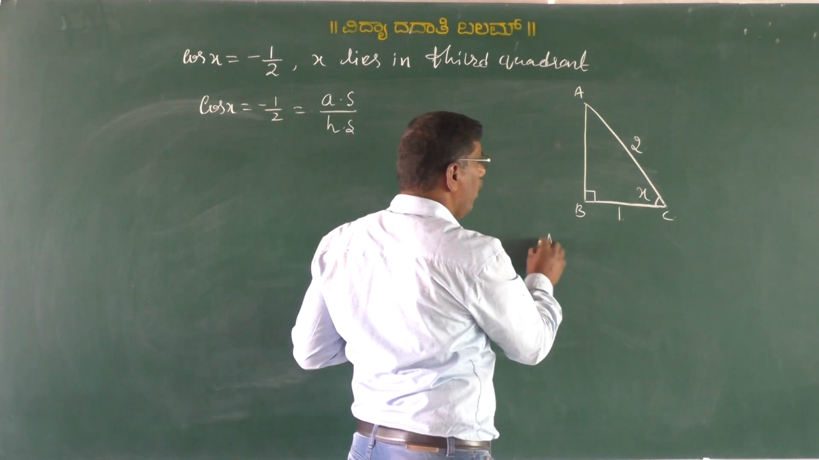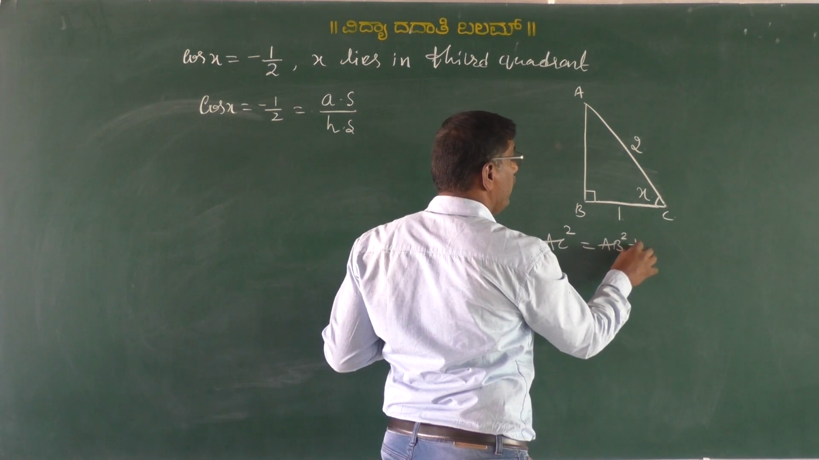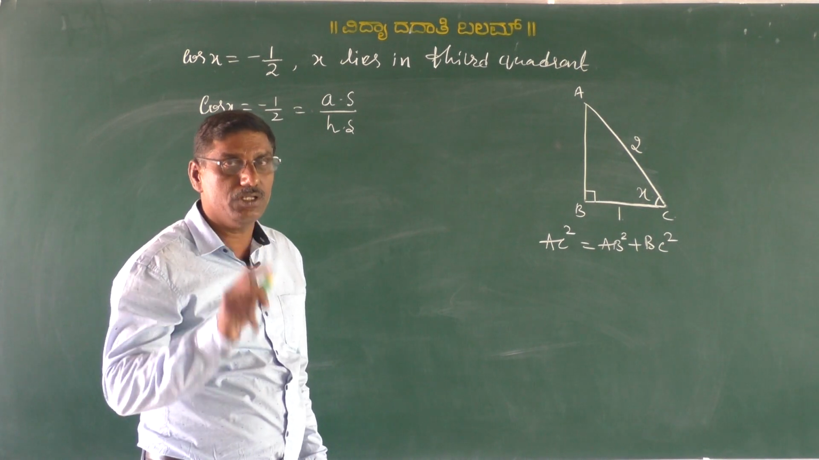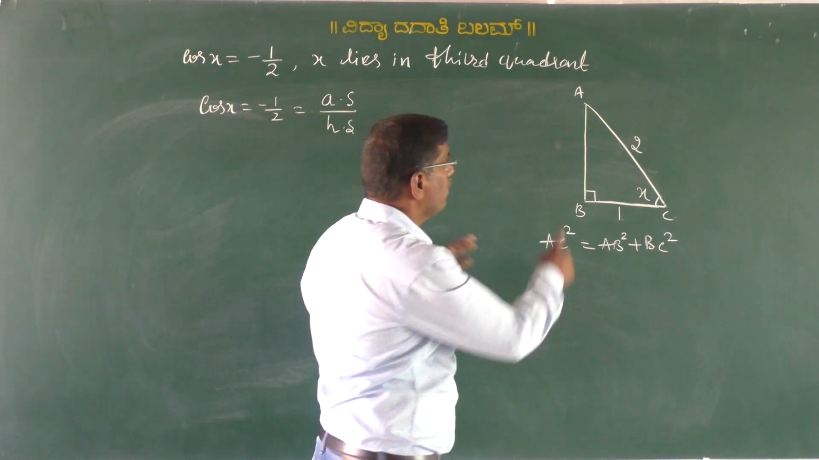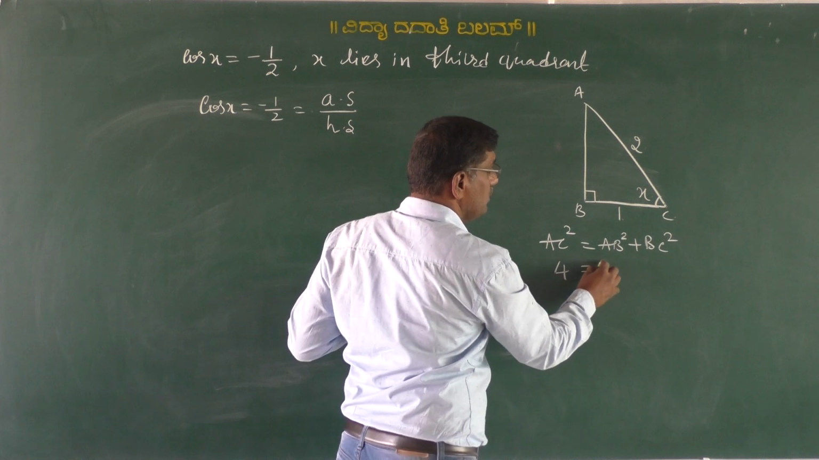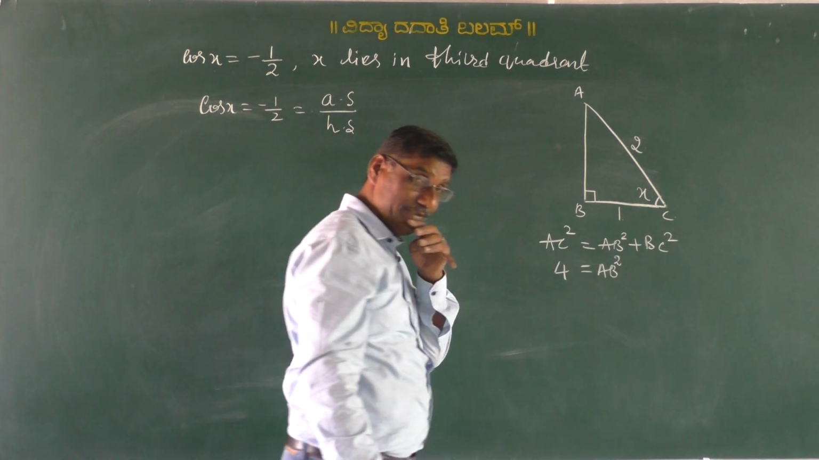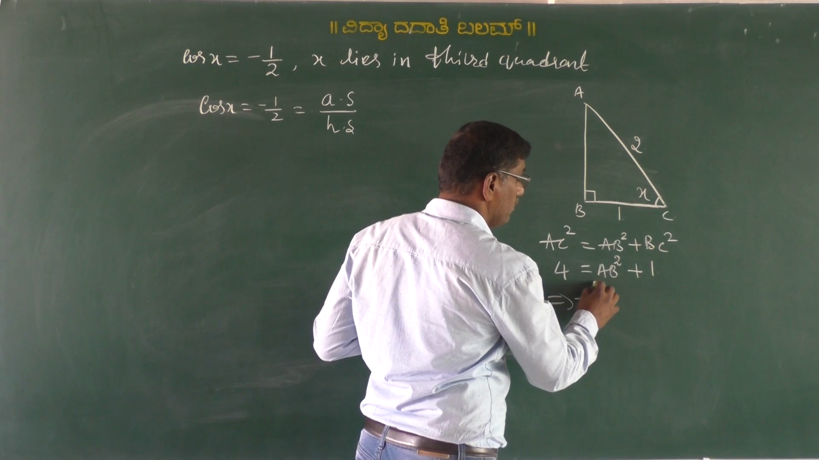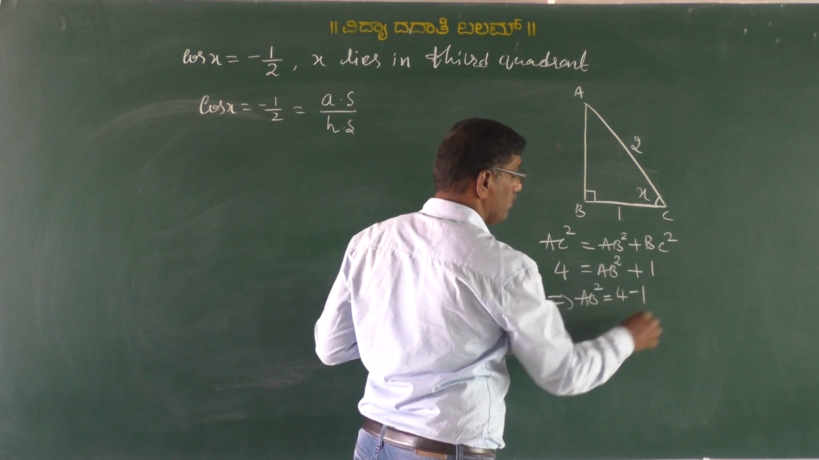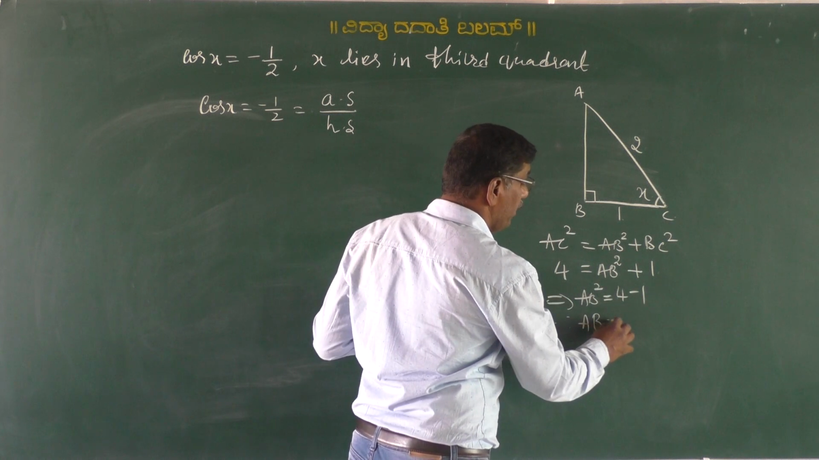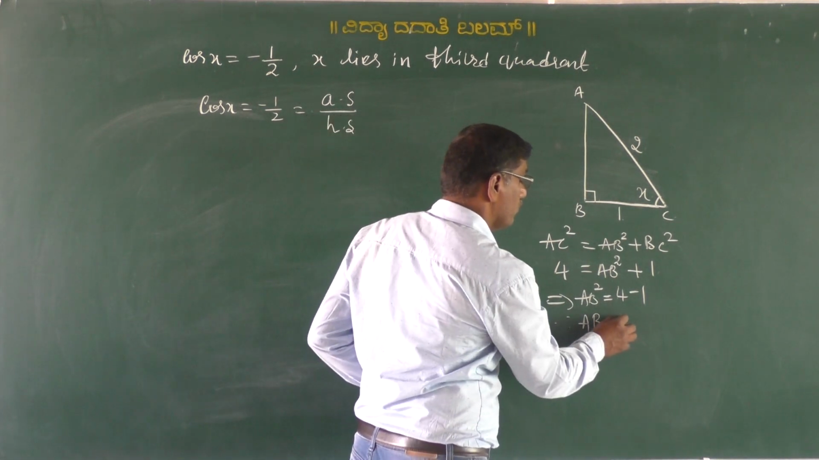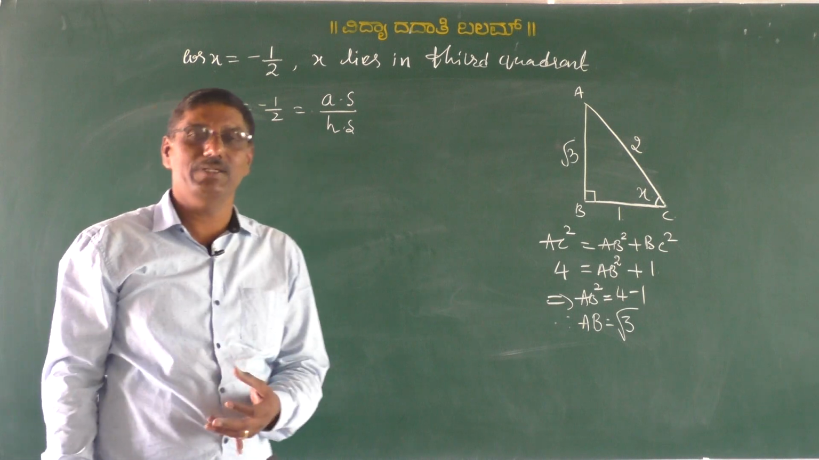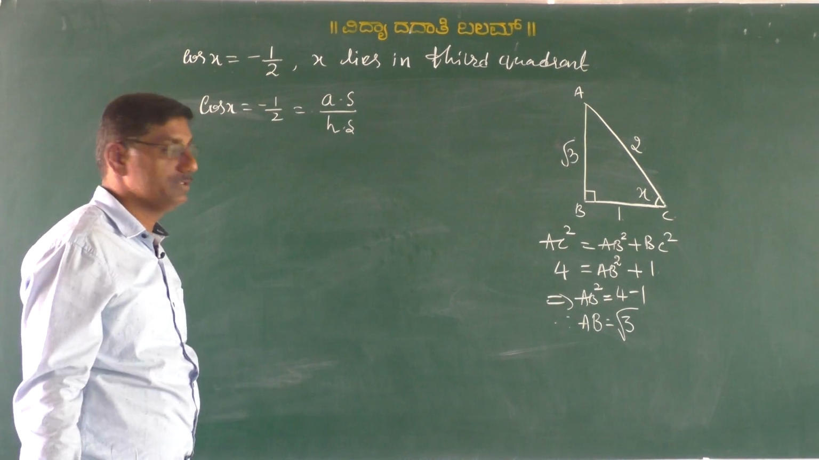How, sir? We have the formula AC square is equal to AB square plus BC square, according to the Pythagoras theorem, my dear students. From this, AC square means 4, which is equal to AB square, since our aim is to find that, plus BC square means 1. From this, AB square is equal to 4 minus 1, that is 3. Therefore, AB is equal to root 3. Now we have to express one by one by using ratios, isn't it?